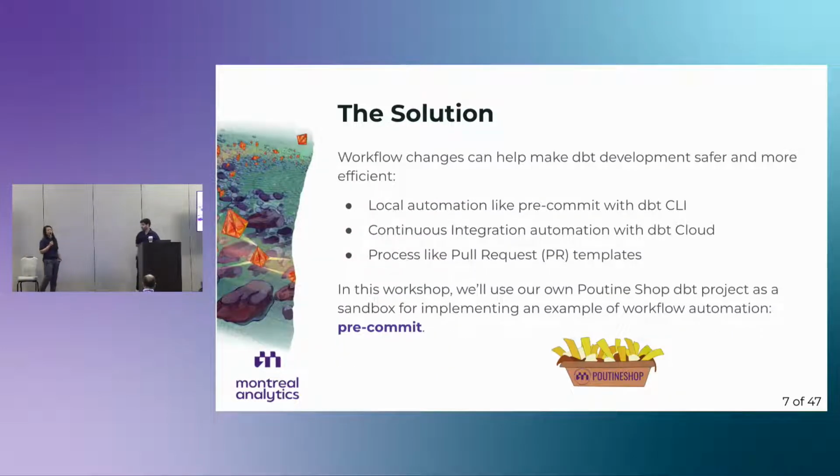Our workshop solution is to look at the workflow changes that can make DBT development safer and more efficient. We can deploy local automation like pre-commit with DBT Core, which uses the command line interface, continuous integration automation with DBT Cloud, or implement a process like a pull request template. And in this workshop, we'll be using our Poutine Shop DBT project.